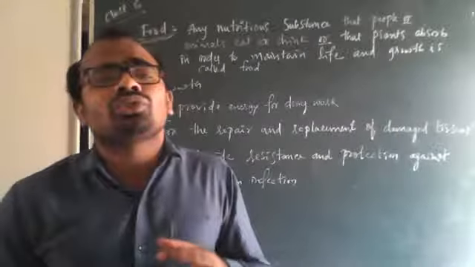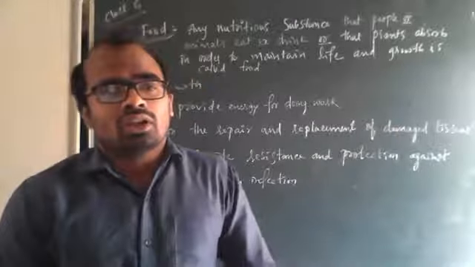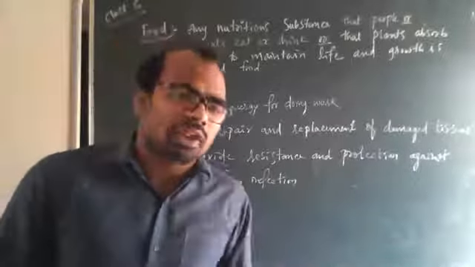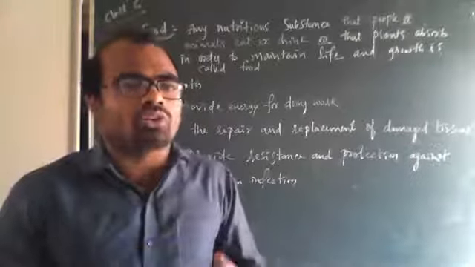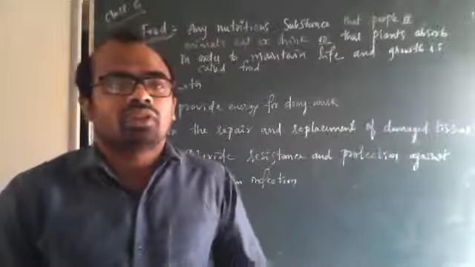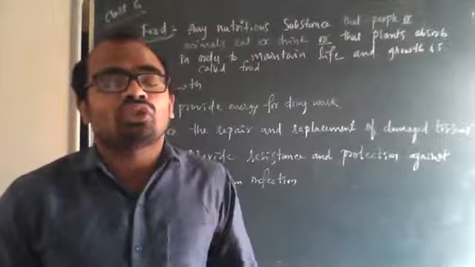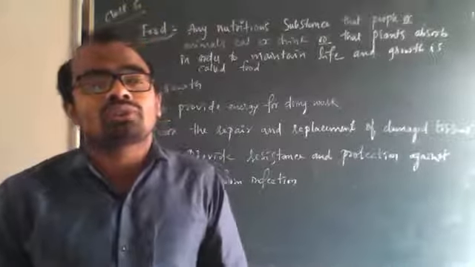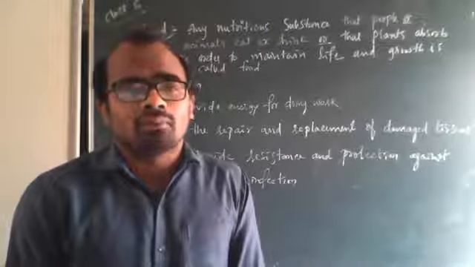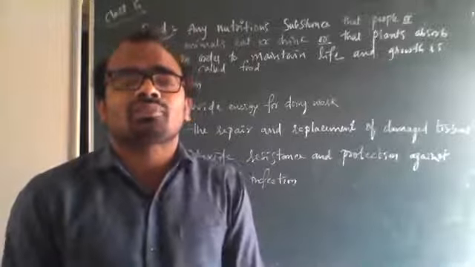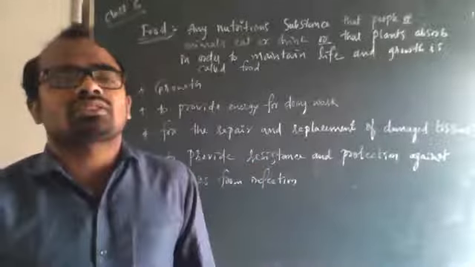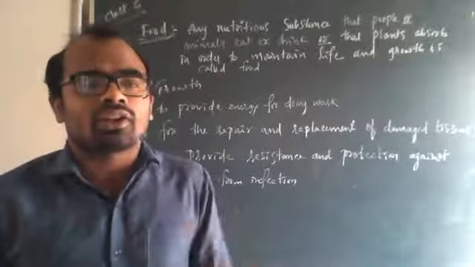So it should be a nutritious substance. When it comes to animals, that means human beings like us, that we call them as people, and animals or insects, either they have to eat it or they have to drink it. So we have to consider water also as a food. Then plants should absorb it in order to maintain life and growth. Then we call it as food. Plants will absorb the water from the soil. Plants will absorb the nitrogen materials from the soil. So that way it regulates its life and its growth.